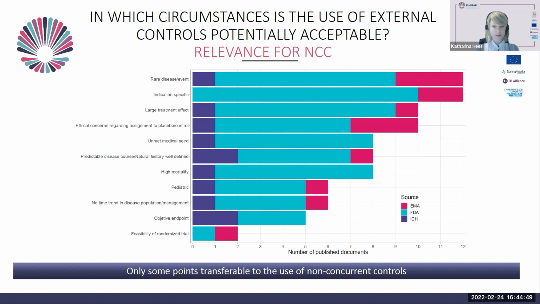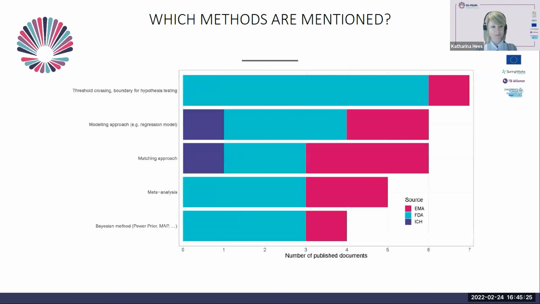Next click, please. The question is, which of these are relevant if we are thinking of non-concurrent controls? I would say some of the points are transferable, maybe not all. For example, a large treatment effect, no time trend in disease course, or an objective endpoint could all be circumstances in which the use of non-concurrent controls might be more appropriate.